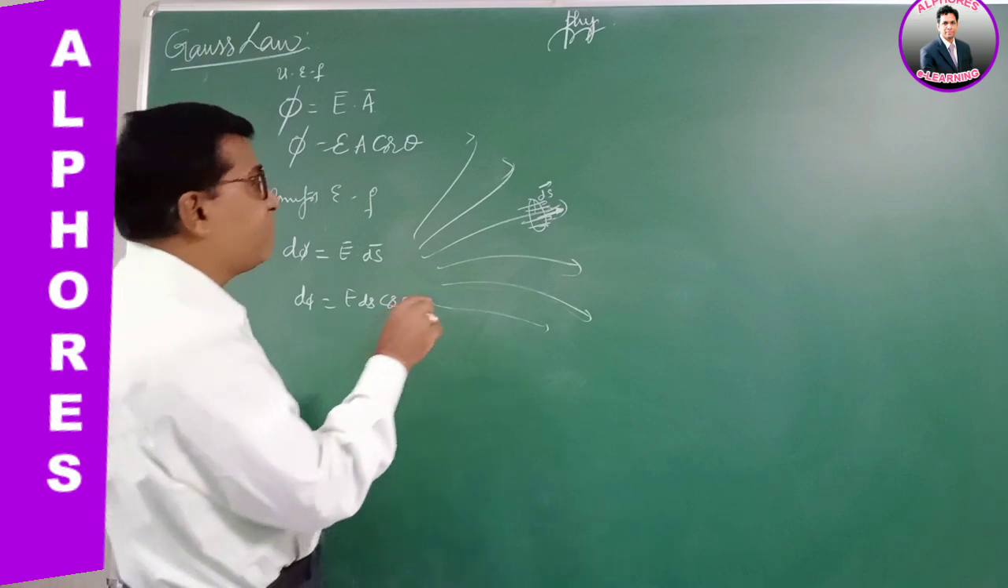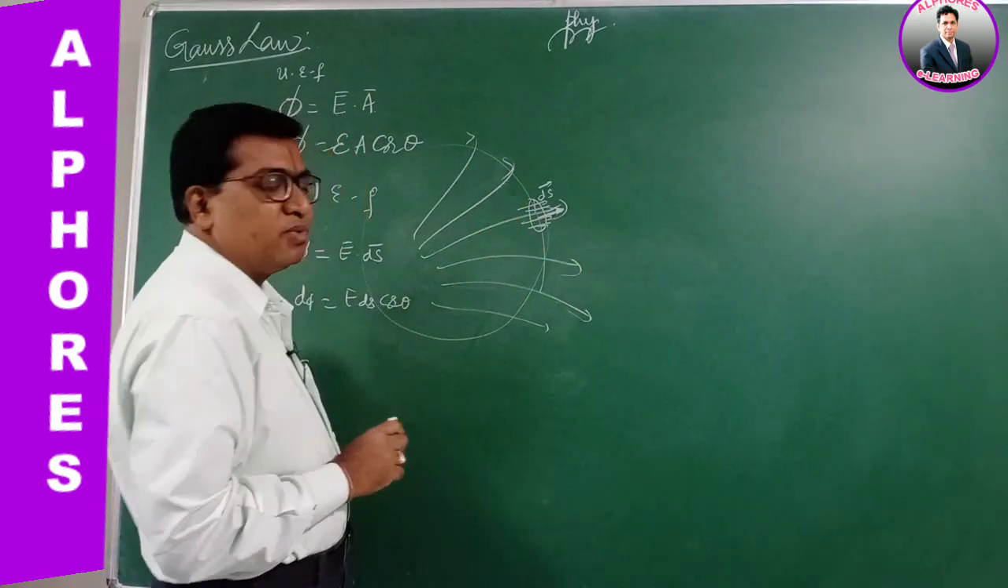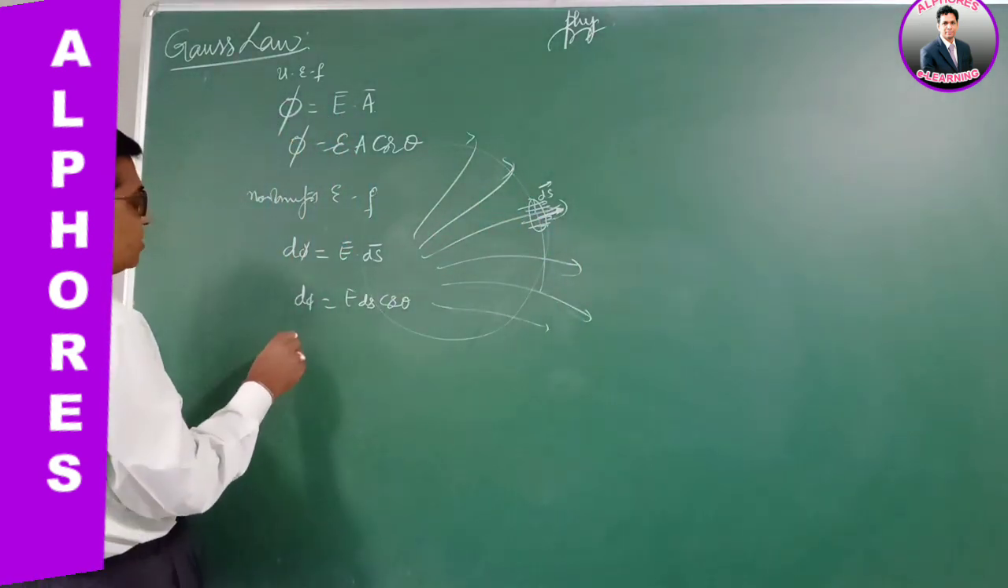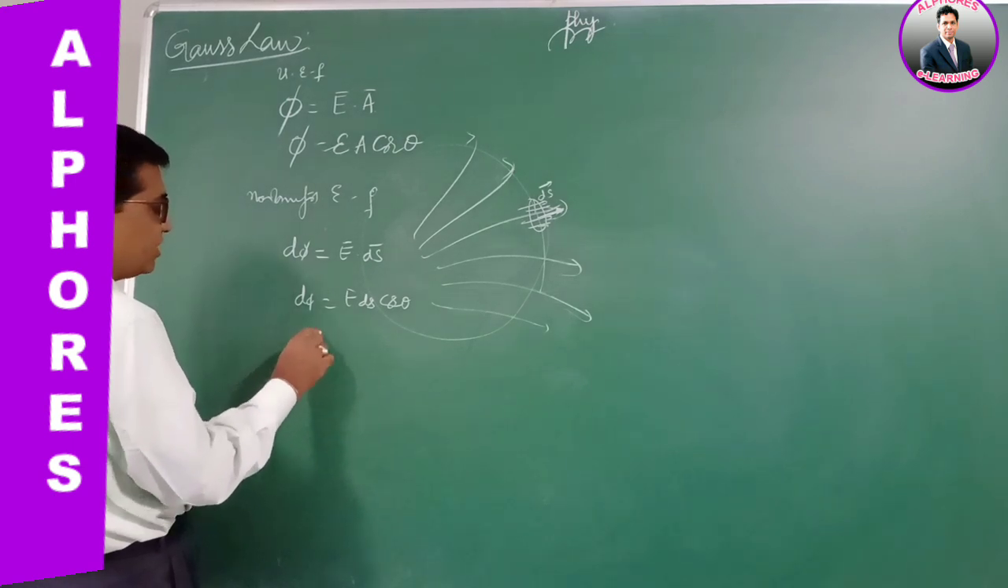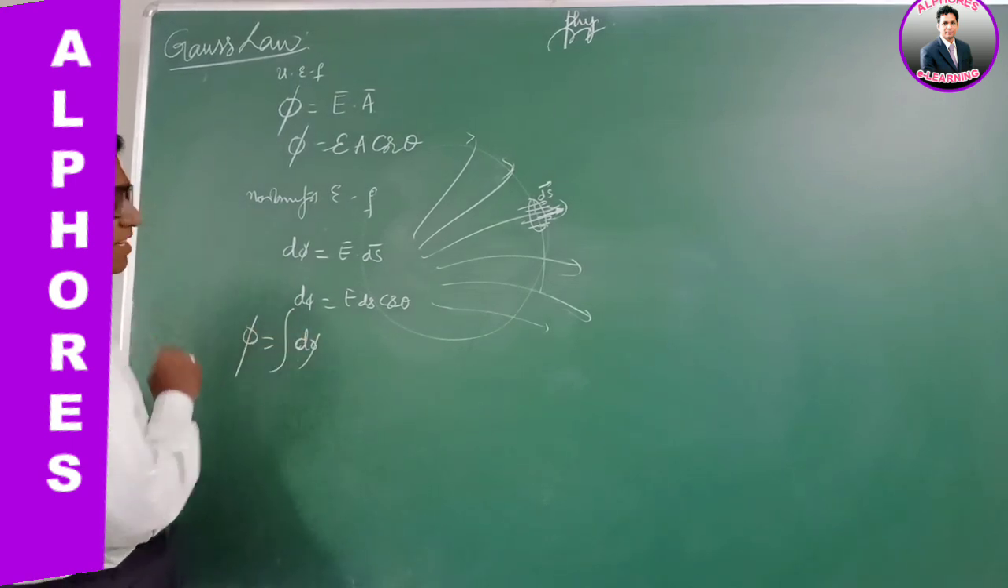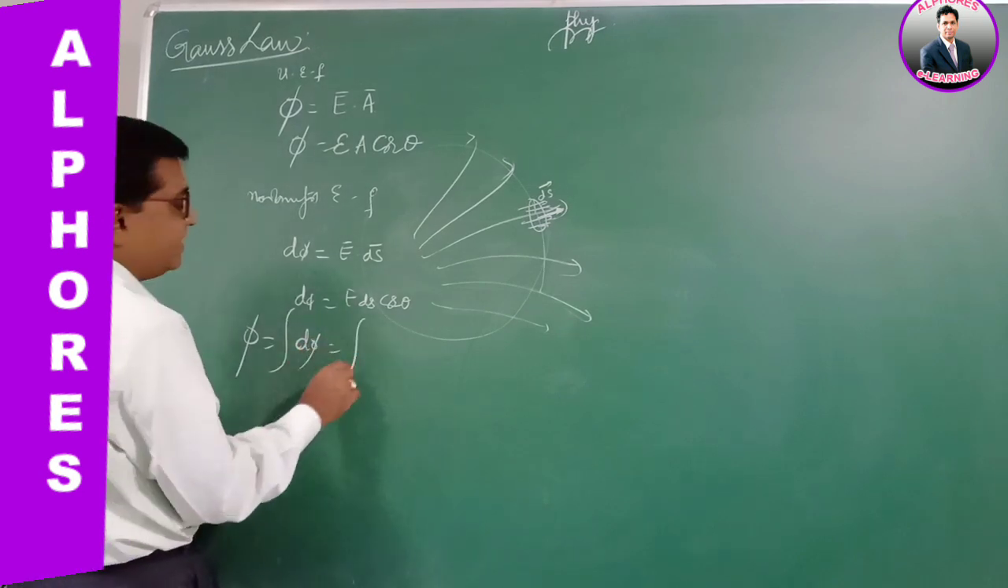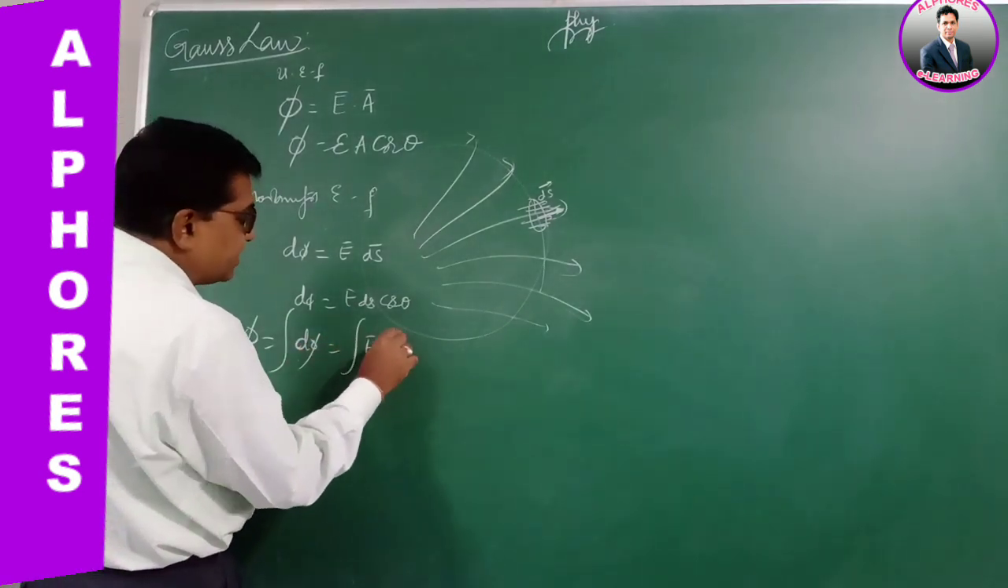Then what is the total flux? For the total surface of the enclosure, whatever we consider, the total flux is given by the integral of d phi. So this is the integral of E dot ds.